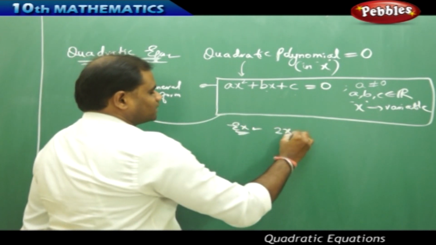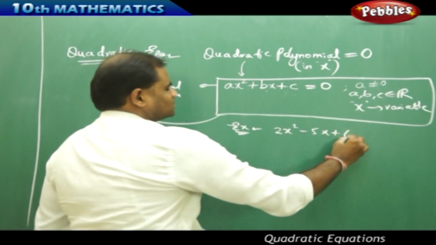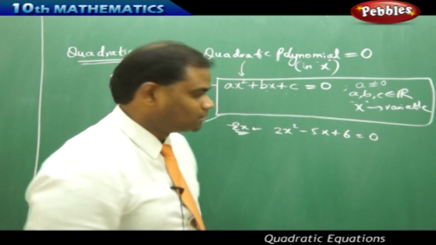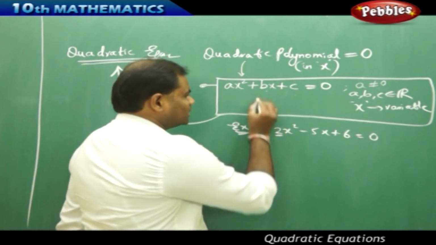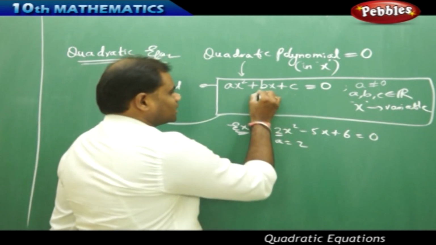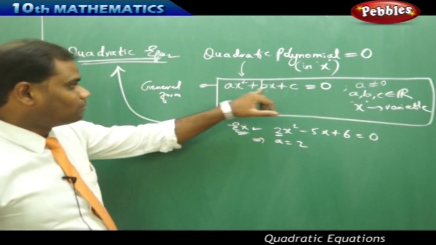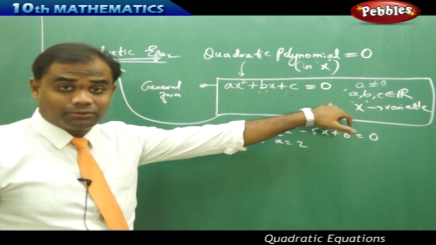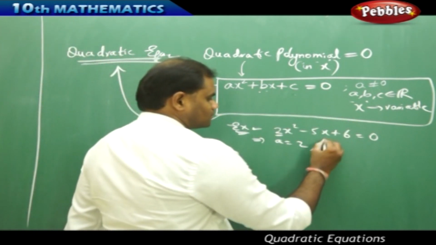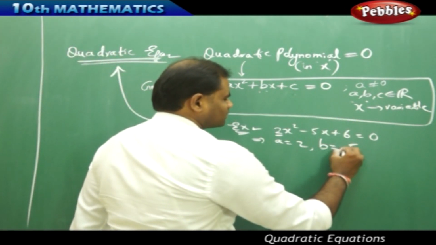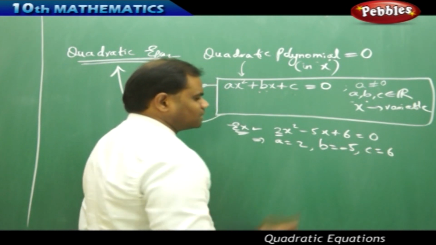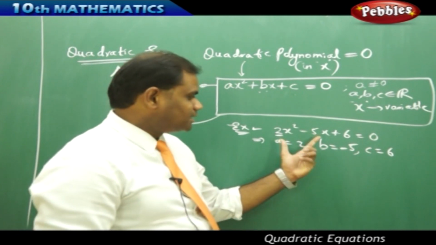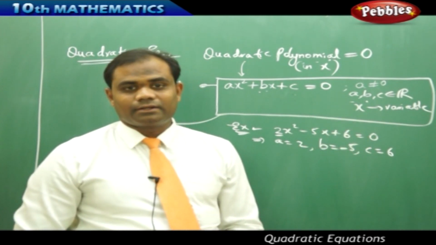To start with, an example for this is 2x squared minus 5x plus 6 equal to 0, which is an example of a quadratic equation where the value of a is identified to be 2, because I compare this with the standard form of the quadratic equation, which is ax squared plus bx plus c equal to 0. Then b is minus 5 and c is 6 and the variable is x. So this is clearly an example of a quadratic equation.